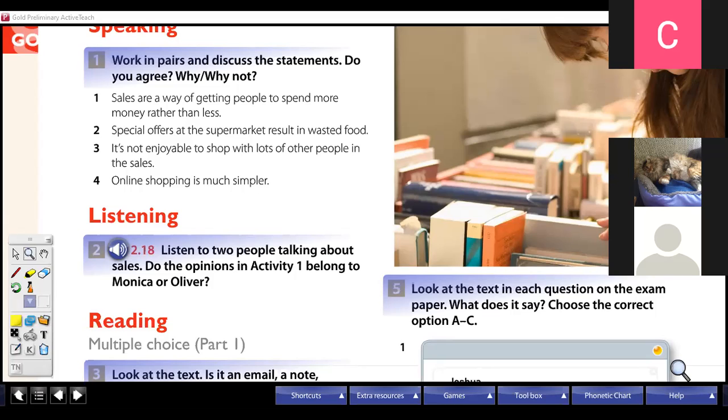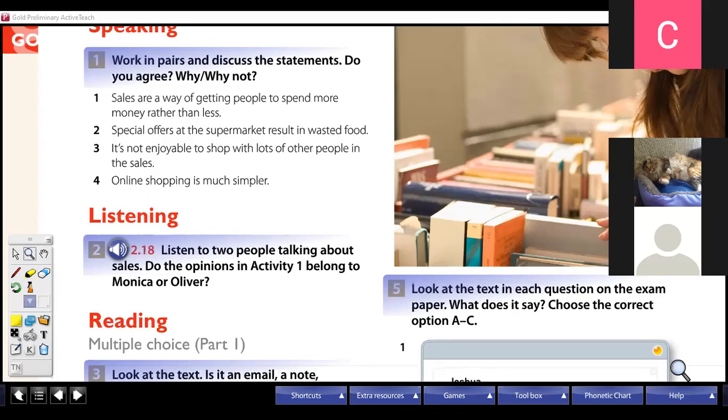Yeah, you say I am saving money because this is cheaper, but you are buying something that probably you don't need, or you didn't need. So the idea of offering things or having sales is to offer more and more, so people buy more and more. Okay. Now, special offers at the supermarket result in wasted food.